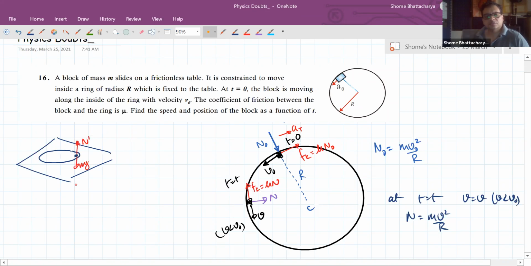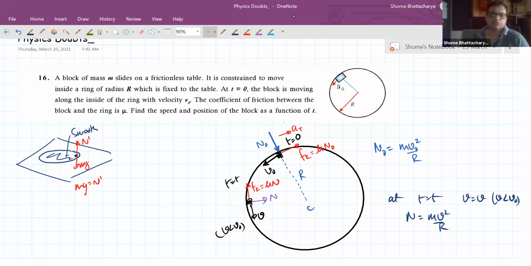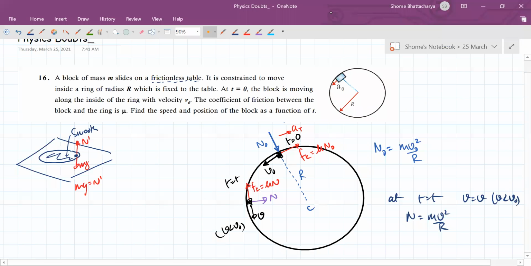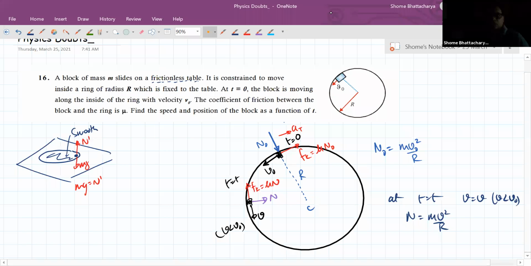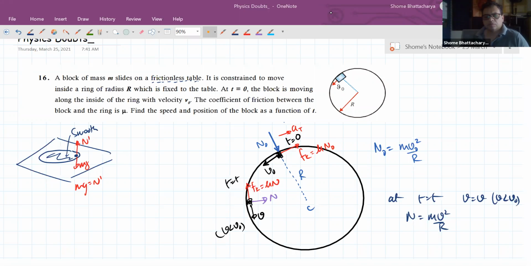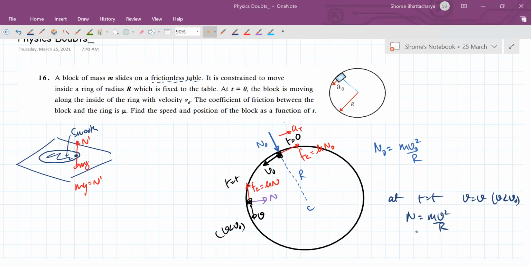See, there is this normal reaction, okay, and this surface is smooth. It's only the inner surface of the ring which has a coefficient of friction, okay, that is given to us. Frictionless, stable. Right, so this is clear, Aman? Yes, sir. Okay, so very good.